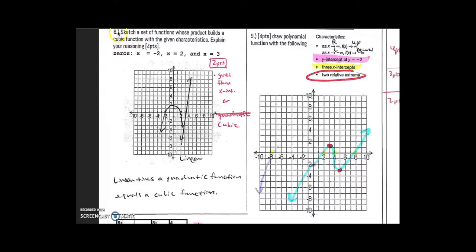All right, on the back side, question number 6, sketch a set of functions. So a set is more than one, whose product, meaning two graphs or functions, that product that multiply, builds a cubic function with the given characteristics. Explain your reasoning. So I need something that goes through -2, +2, and x equals 3. So there they are. Now, the most common mistake was to just draw a cubic function going through those 3. If you did that, then I give you 2 points. Or if you just drew a cubic function, I give you 2 points because you understood the problem asking you for a cubic. But I need a set.